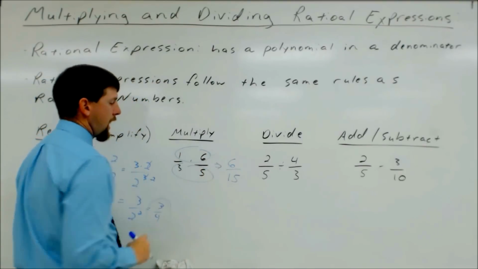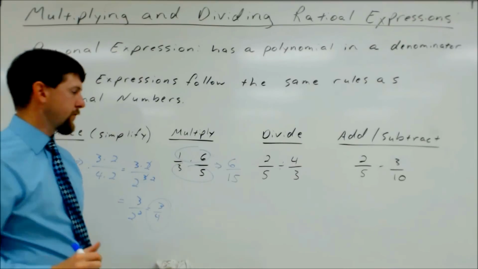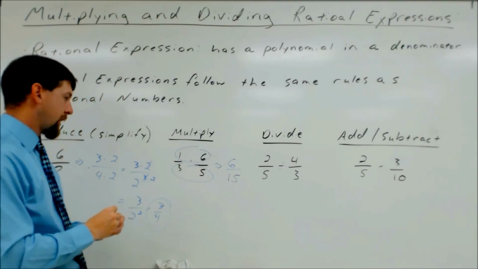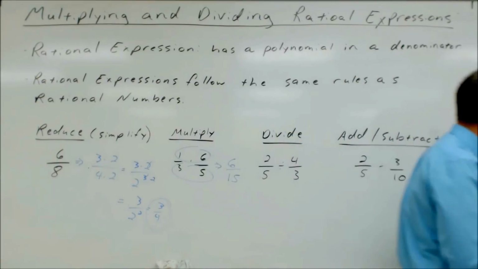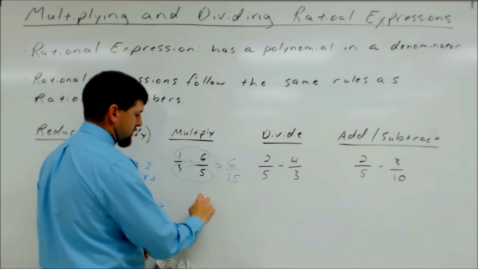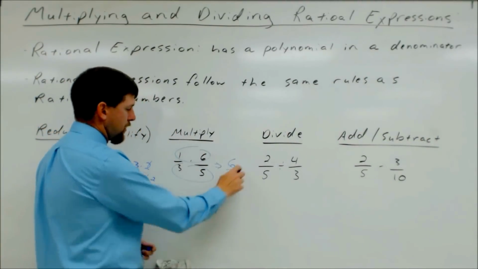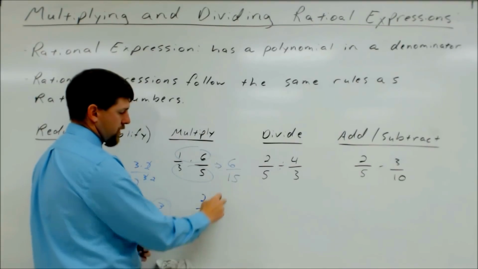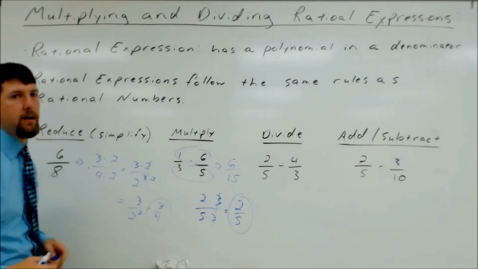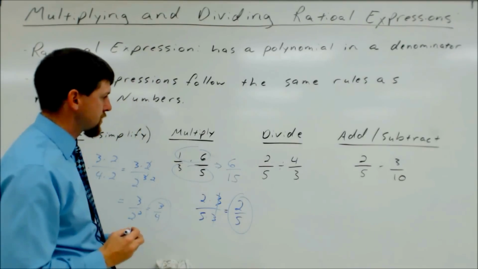Then, after we multiply, we would reduce our final fraction. So what I'm going to do is the same thing I did here. We're going to factor it down. 6 is 2 times 3. 15 is 5 times 3, so I can see the 3's cancel. Gives me 2/5. Using that same idea of factor and cancel the common factors.